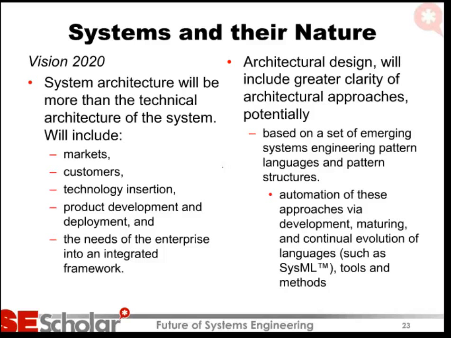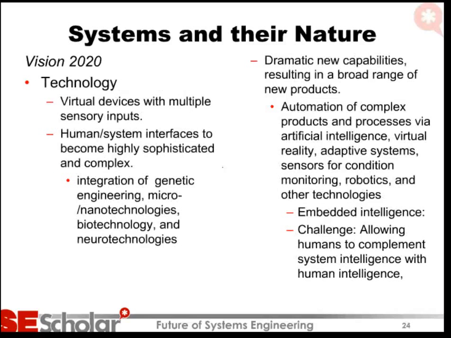System architecture will become more important, but it will not just be a technical architecture. It will bring in markets. It will bring in aspects of the needs of the customer and the enterprise and other frameworks. So architecture will have that, and that approach, they feel that by 2020, that approach will be based on emerging system engineering patterns and structures and having that automation work with it. And then you'll start getting more of this model-based system architecture as we go forward.